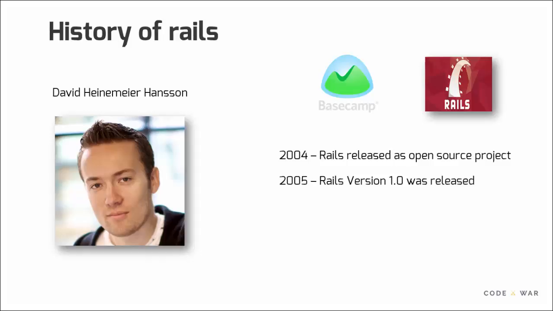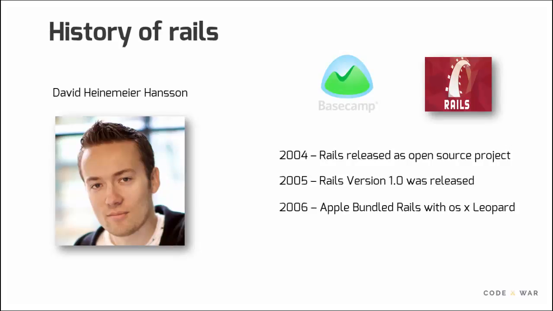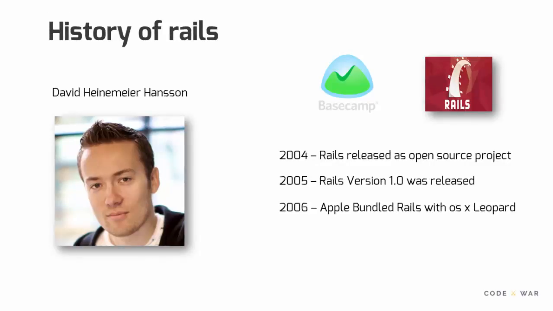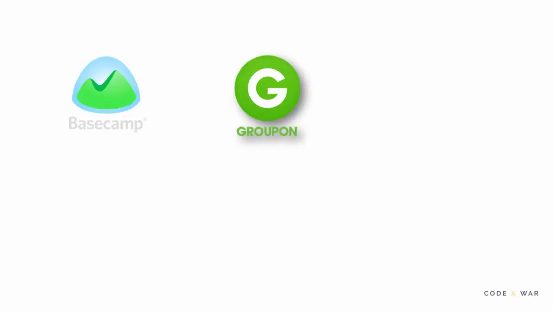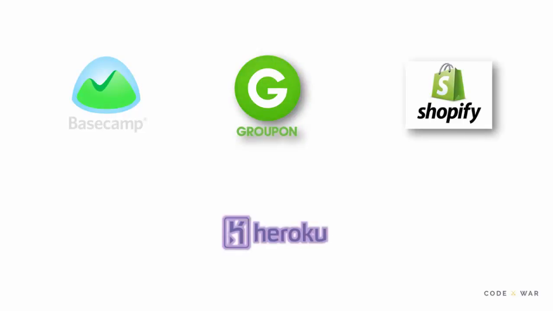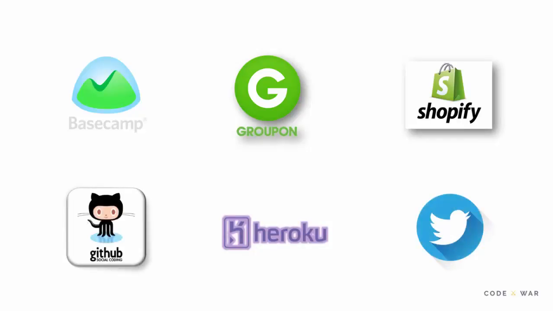And in 2005, Rails 1.0, the first version, was released. And in 2006, Apple bundled it with OS X Leopard. After that, Rails reached its peak after Apple bundled it. These are a few of the companies which have developed applications using Ruby on Rails: Basecamp, Groupon, Shopify, Heroku, GitHub, and our famous social networking site, Twitter.